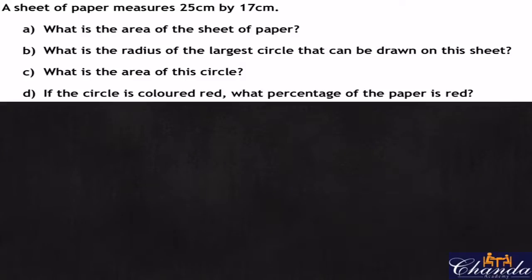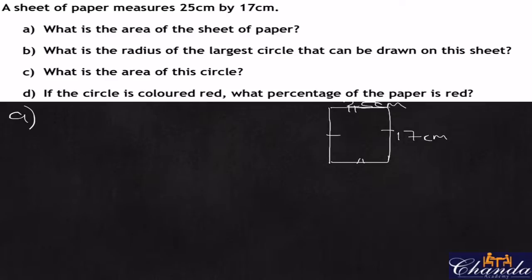Okay, so this question says, a sheet of paper measures 25 centimeters by 17 centimeters. What is the area of the sheet? Okay, fairly straightforward. So let's draw this out. Even if it's straightforward, guys, please do draw it out, okay? So we have 25 centimeters, and we have, how much? 17 centimeters. Obviously these two are the same sides. What is the area of the sheet of paper?